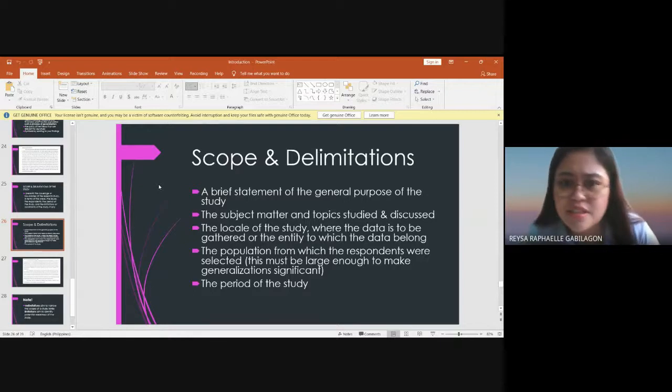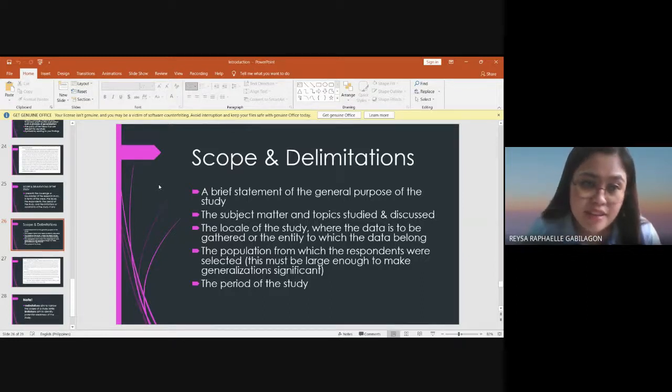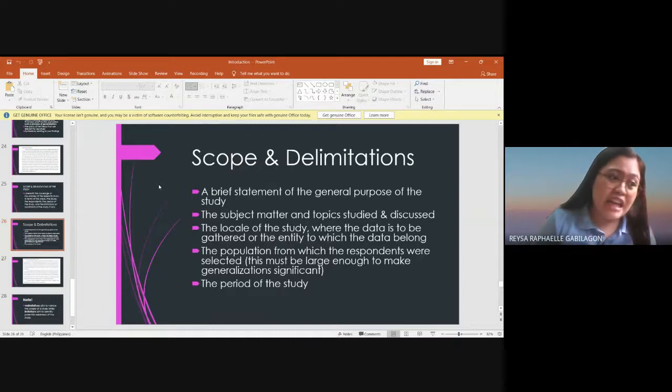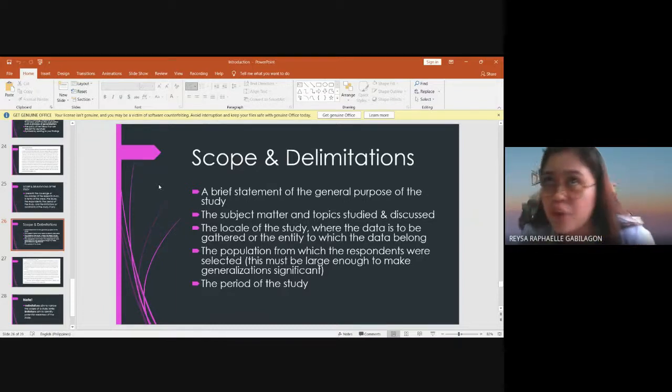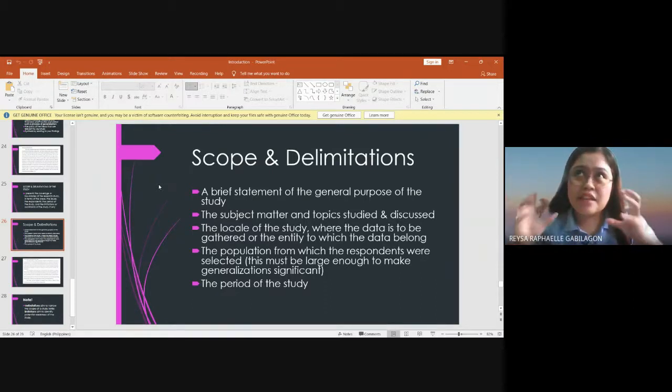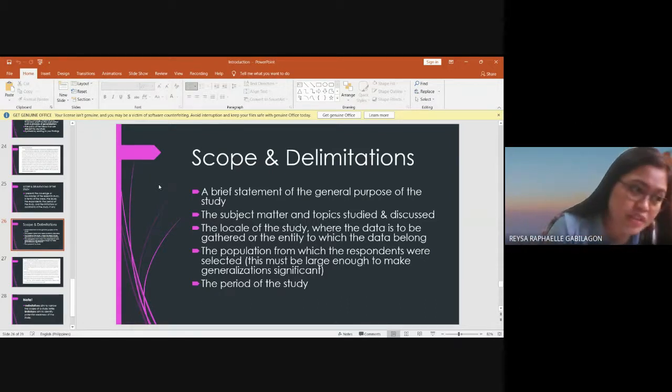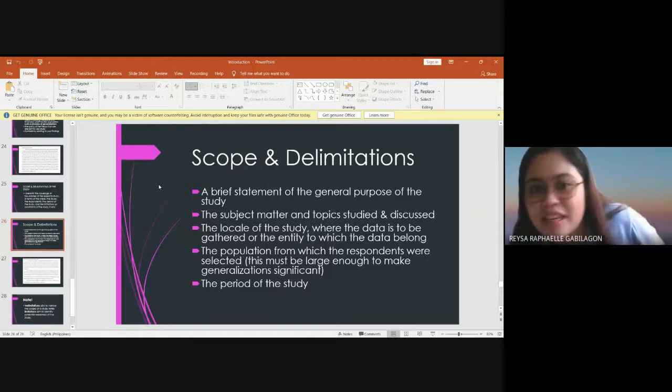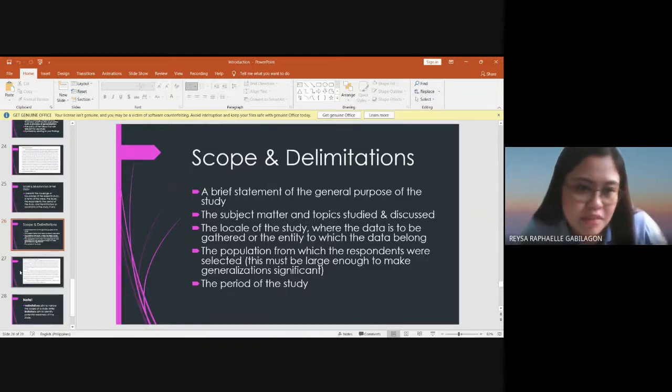In Davao, in Jensen, or anywhere you will conduct your study, and then the population from which the respondents were selected. Like the study I mentioned earlier, fear mongering and medical fake news during the pandemic, the influence on vaccine confidence among millennials. They have this criteria that their respondents are only millennials. So you have to describe that one in the scope and the limitations. Who are the millennials? And lastly, the period of the study, meaning the time when you will conduct it.